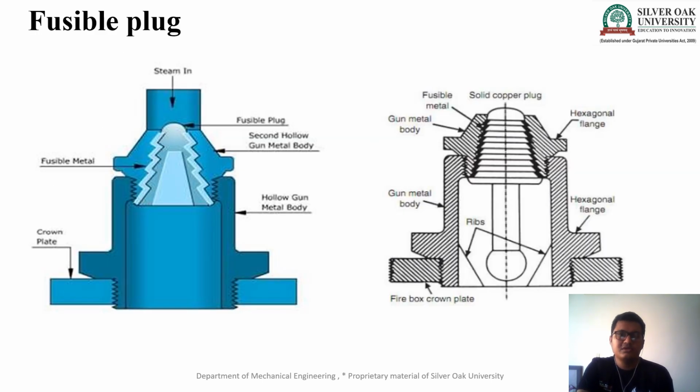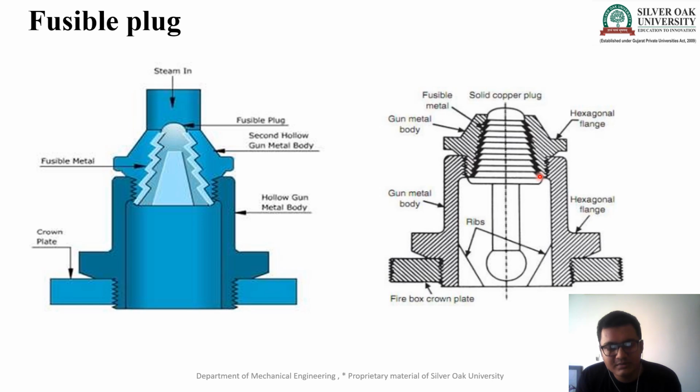Now we talk about the next and very important mounting, the fusible plug. What is the fusible plug? It is a kind of small plug required for the safety of the boiler. You can see the figure. In this figure, I will mark this black part so you can understand it very easily. This black part is made from fusible metal.